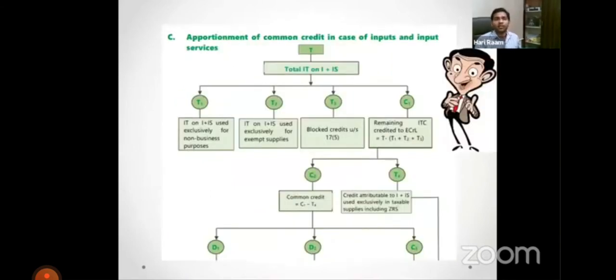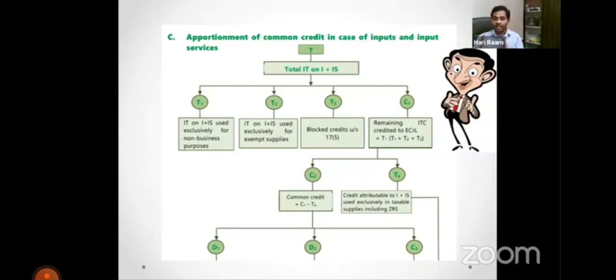Next, apportionment of common credit in case of inputs and input services. I already told you, only if I use them for both business purpose and non-business purpose, or both exempt supply and taxable supply, do I need to bifurcate it and take only the eligible ITC. Ineligible ITC should be removed. And blocked credits, which we are going to discuss, Section 17 subsection 5 deals with them.